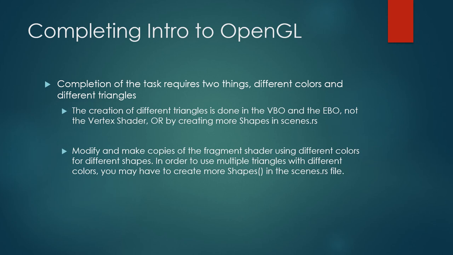In order to actually create multiple triangles, you can take the shape created for you in scenes.rs and create multiple copies of it. Additionally, you can modify the EBO and VBO to display more than just one face using more than 3 points, but they would have to be displayed in the same color using our current fragment shader. In order to actually display different colors, make multiple copies of the fragment shader file and use different colors other than white. So change some of those 1.0s to different values and see what colors they actually give you.